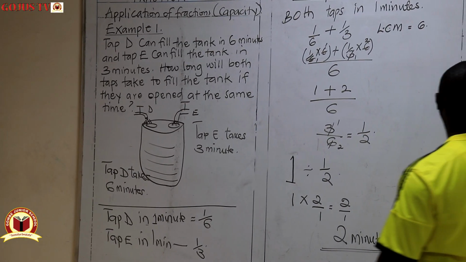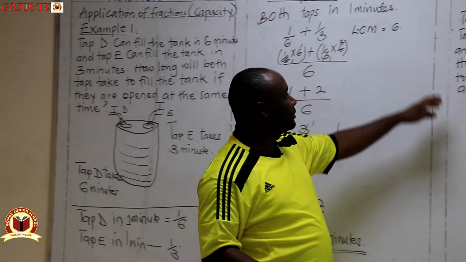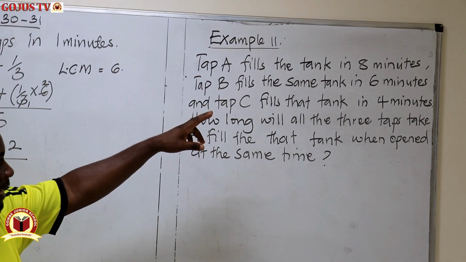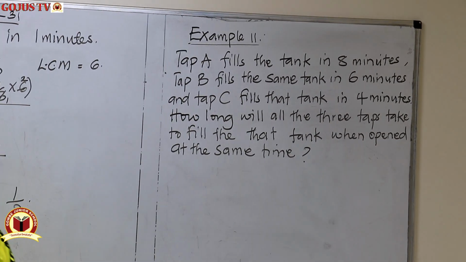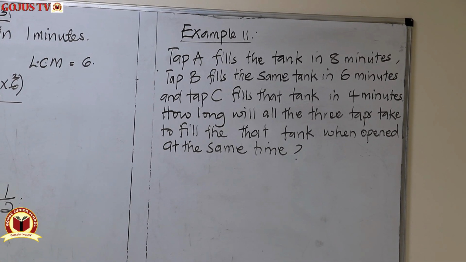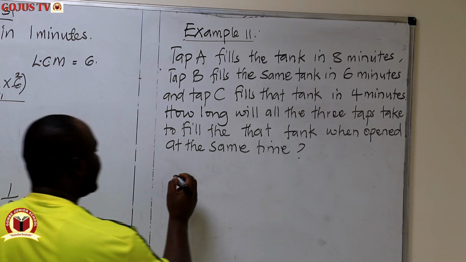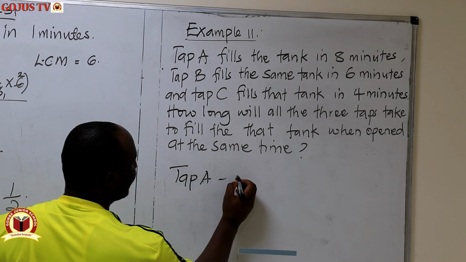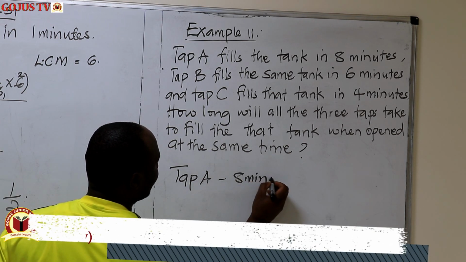Similarly, in our example 2, you can look at tap A. Tap A fills the tanker in 8 minutes. So I can write here, I will not draw, tap A takes 8 minutes.